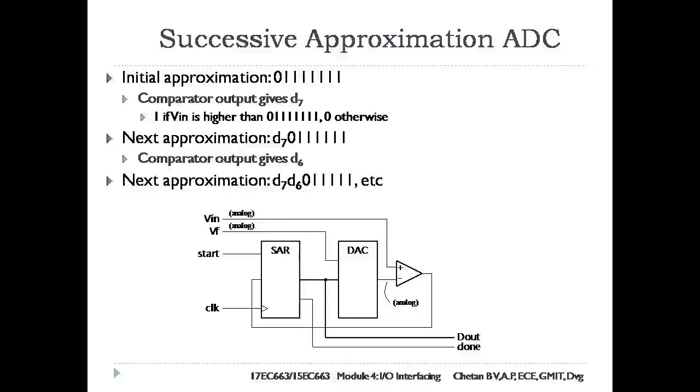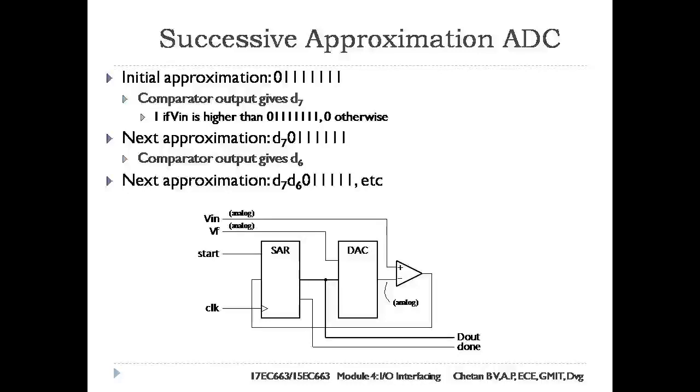Consider a converter that produces an 8-bit output. When the start input is activated, the successive approximation register is initialized to the binary value 0 followed by 7 ones. This value is provided to the DAC, which produces the first approximation, just less than half of the full scale voltage. The comparator compares this approximation with the input voltage. If the input voltage is higher, the comparator output is 1, indicating that a better approximation would be above the DAC output. If the input voltage is lower, the comparator output is 0, indicating that a better approximation would be below the DAC output.